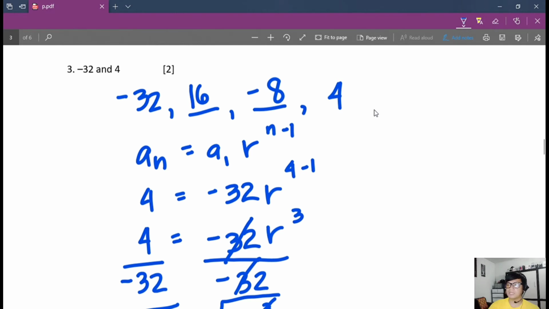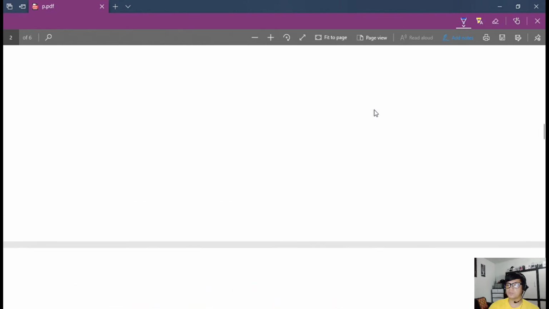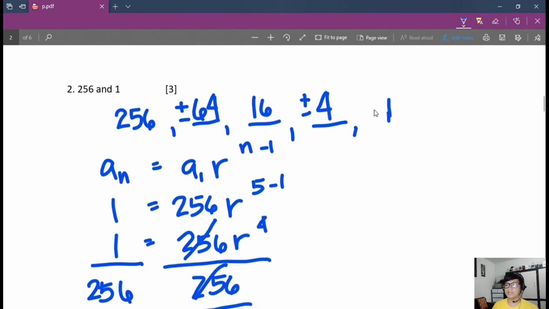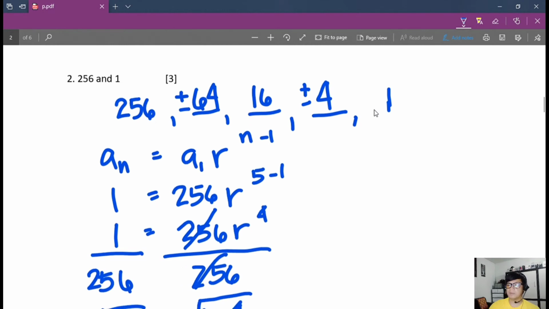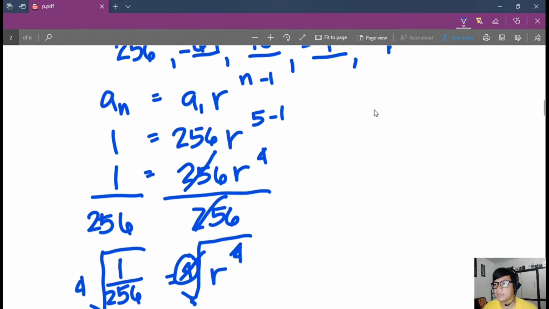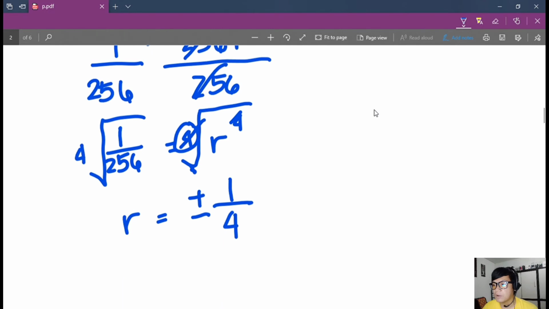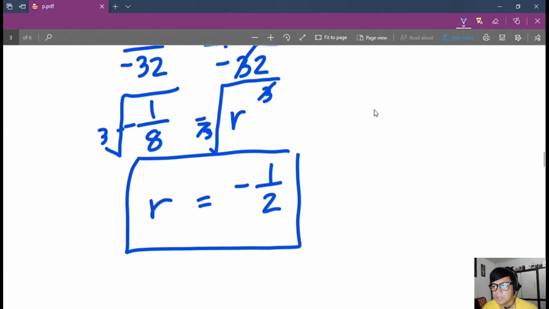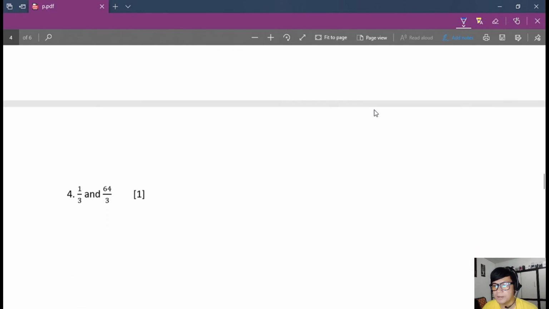So, that's like earlier, right? In number 1 and 2. If our sign is negative, it alternates. 256, negative 64, 16, negative 4, and 1. So, don't wonder why the sign alternates. That is how it is when our common ratio is negative. Okay, let's proceed to number 4.